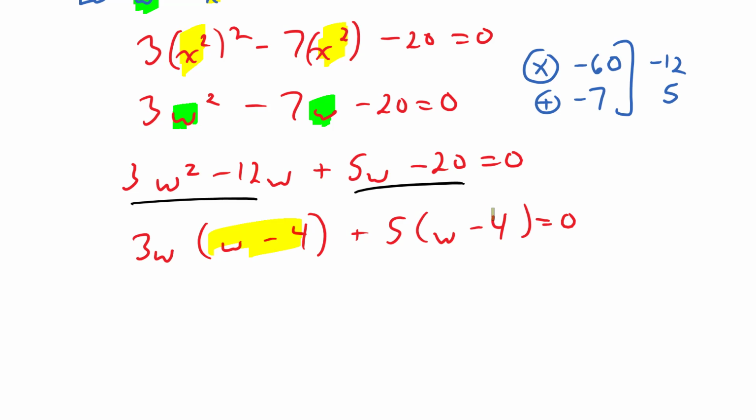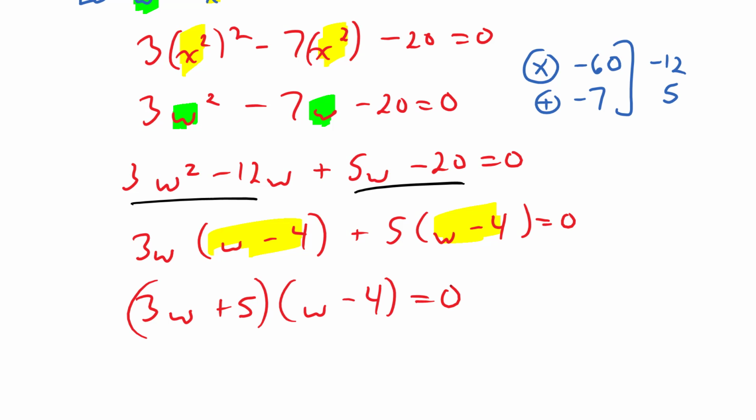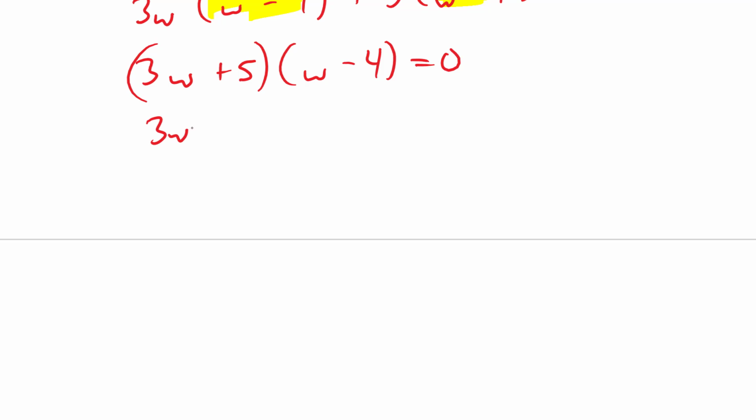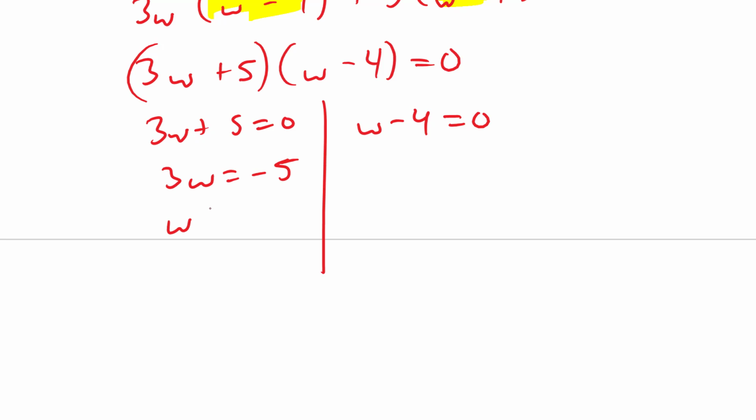We have the same value here and here. We can take that as a common factor. And then we can break it up. 3w plus 5 equals 0, and w minus 4 equals 0. 3w equals negative 5. W is equal to negative 5 over 3. And here we get w is equal to positive 4.